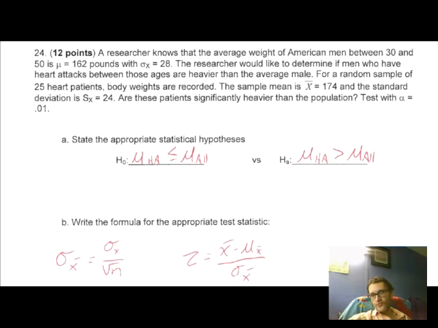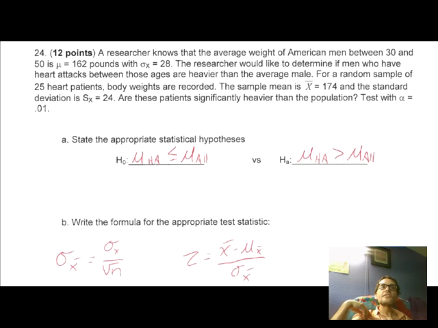Okay, so this one is a little tricky. Okay? Let's read this one. A researcher knows that the average weight of American men between 30 and 50 is mu equals 182 and sigma 28. The researcher would like to determine if men who have heart attacks between these ages are heavier than the average male. For a random sample of 25 heart patients, body weights are recorded. The sample mean is 174 with a standard deviation of 24. Are these patients significantly heavier than the population? Test with alpha is 0.01.